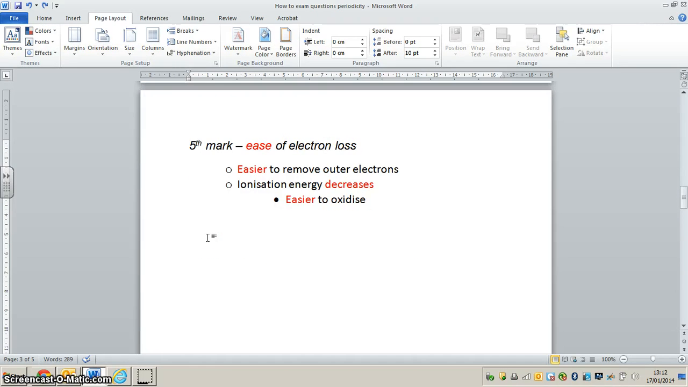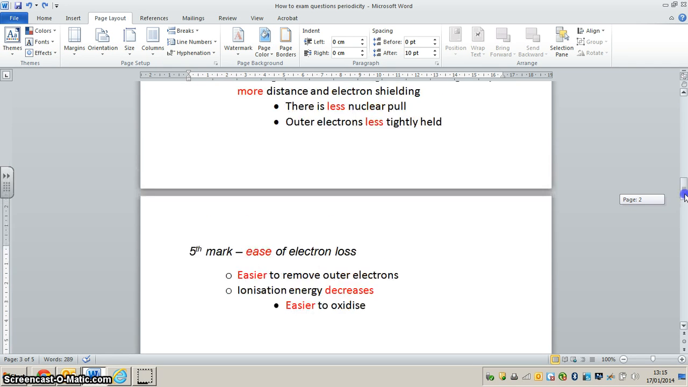So our fifth and final mark comes from the ease of electron loss, and it's the summary of saying, or combining the first four marking points really, and it just goes along the line of it's easier to remove the outer electrons, or the ionization energy decreases as you descend the group. You could say it's easier to oxidize as you descend the group.